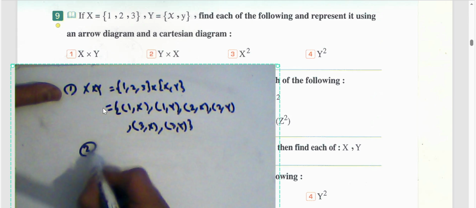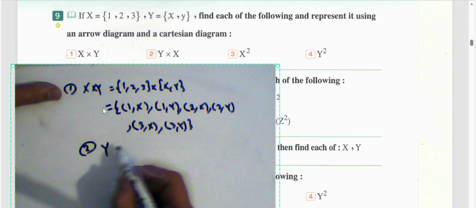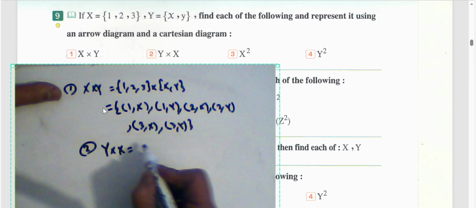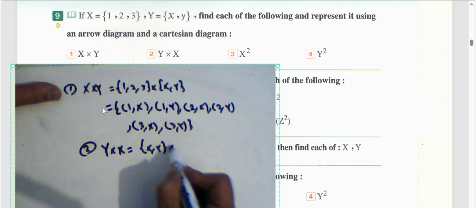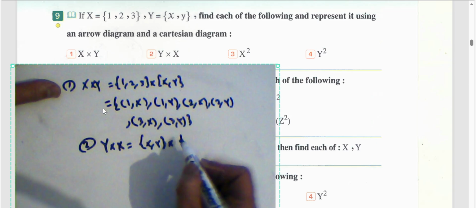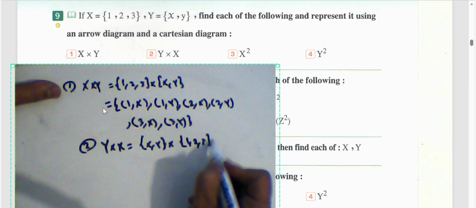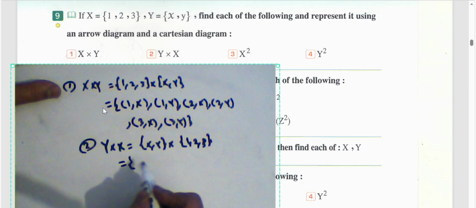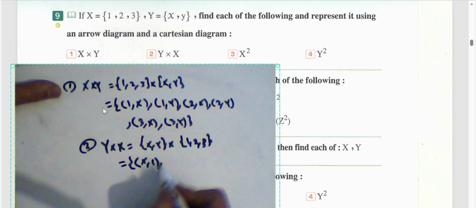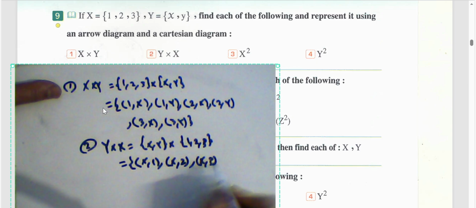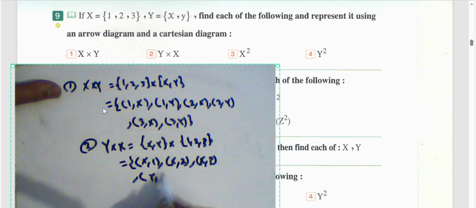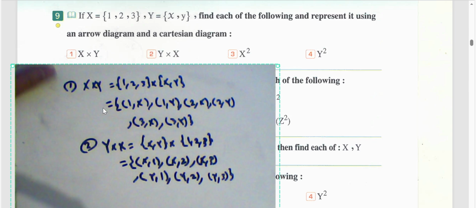And then number 2, he wants the inverse, y Cartesian product by x. The set of y was x and y, Cartesian product by x, 1, 2, 3. We can write x and 1, x and 2, and x and 3, y with 1, y with 2, and y with 3.